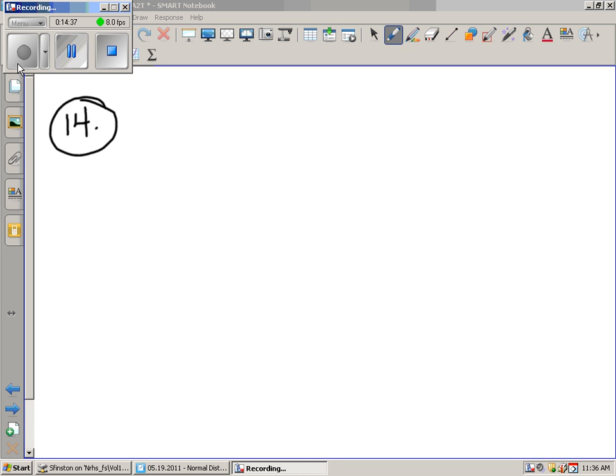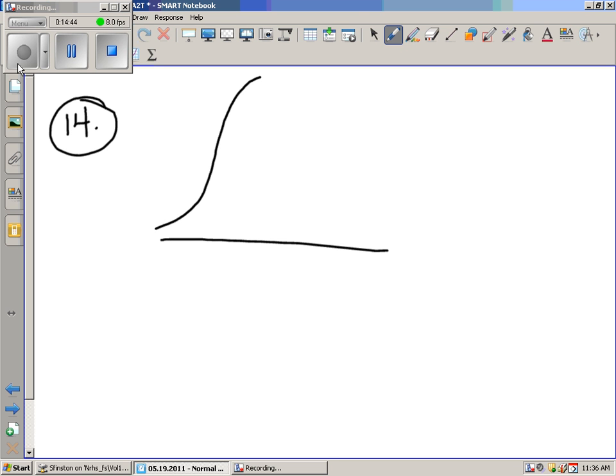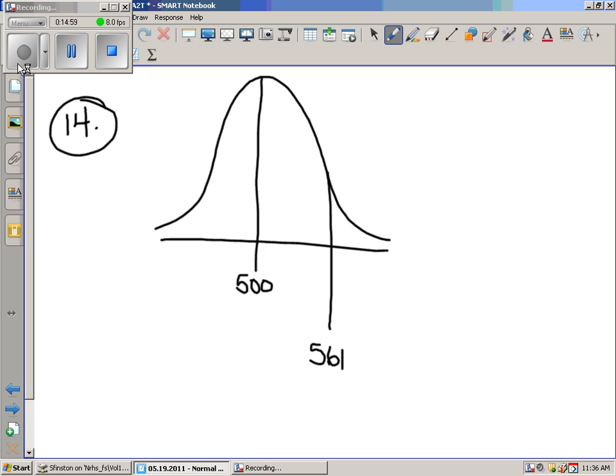For real quickly, just so people on the internet could see. Battery lifetime is normally distributed, right? That means there's a bell. And it tells you the average number of days a battery lasts is 500. The standard deviation is 61 days. Approximately what percentage of the batteries will last longer than 561? Go. Yeah, longer.